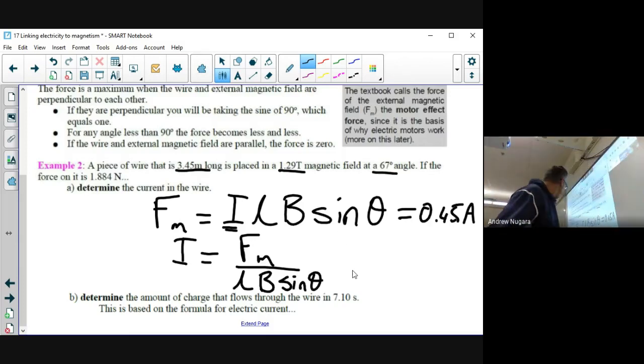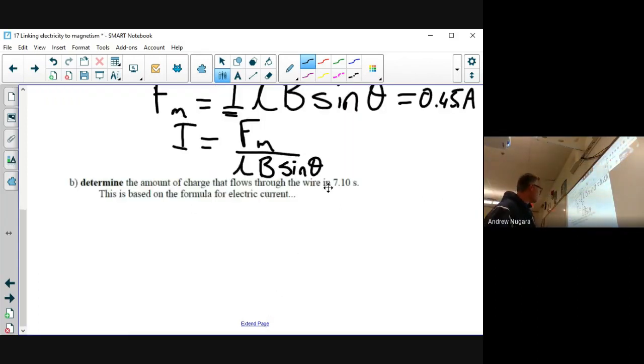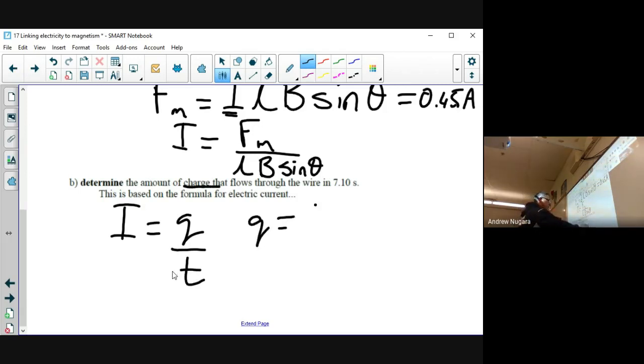All right. And then it says determine the amount of charge that flows through the wire in this many seconds. This is based on the formula for electrical current. So this is the formula. I equals Q over T, and we determine the amount of charge. So we're solving for Q. So it's just Q equals IT.